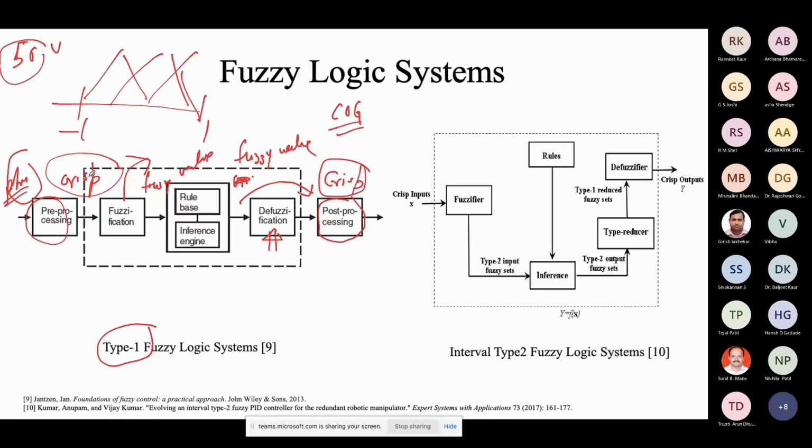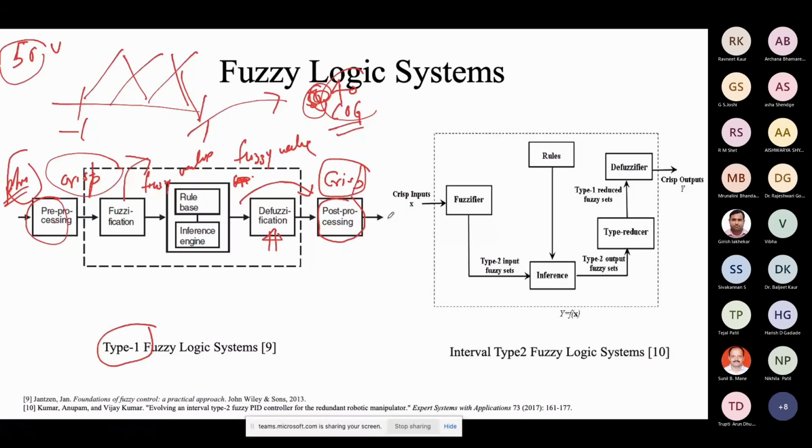Similarly, because we have done normalization here, we have to denormalize it. The post-processing block can do that: because the value lies between -1 and 1, we have to go back and convert it into the physical quantity, like 50 volt. It depends upon the fuzzification block; we may get another value, that is 40. That may be done by the pre-processing block.